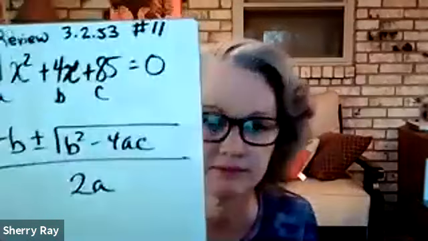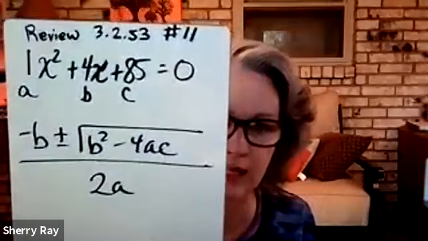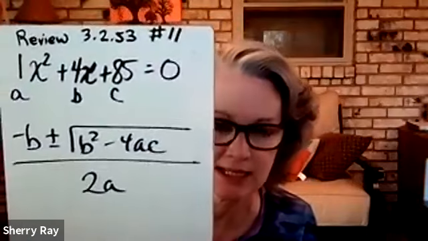So the first thing I'm going to do is write down my quadratic formula. Negative b plus or minus the square root of b squared minus 4ac, all over 2a. And I labeled my a and my b and my c. So b is negative 4. And I'm going to square my b.